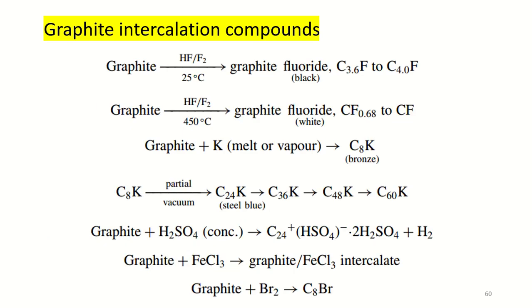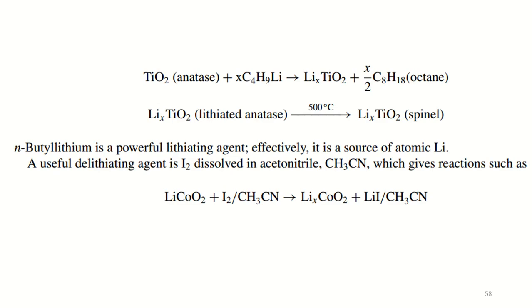The reaction that takes place may be summarized as follows: TiO2 anatase plus x C4H9Li change into LixTiO2 plus x/2 C8H18, octane. Then the lithiated anatase LixTiO2, at about 500 degrees Celsius, changes into LixTiO2 spinel.